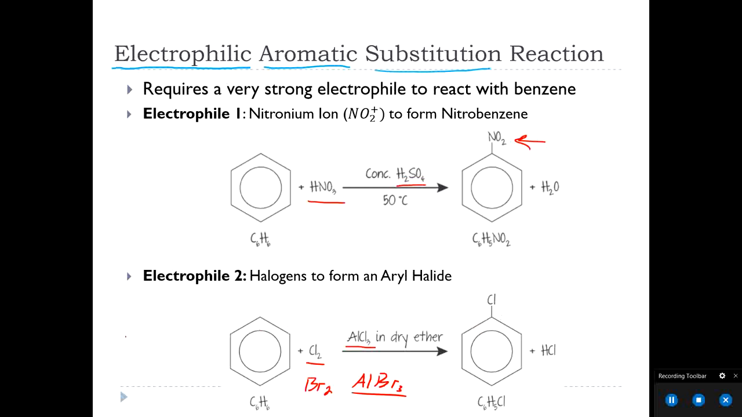Okay, so these are two examples of electrophiles. Again, our halogen and our nitronium ion, two different things we can do to attach or substitute something onto a benzene ring. That brings us to the end of benzene and the end of the organic chapter.